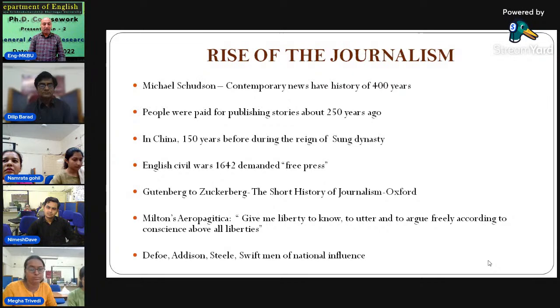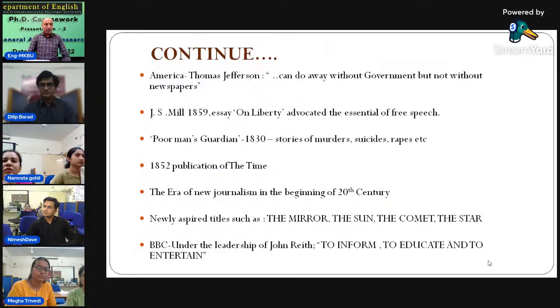And if we continue with that, American thinker Thomas Jefferson said we can do without government, but we cannot do without newspapers. So he always demanded the importance of newspapers. One of his quotations said it is the third or fourth pillar. I forgot right now, but it is there. John Stuart Mill also advocated free speech.